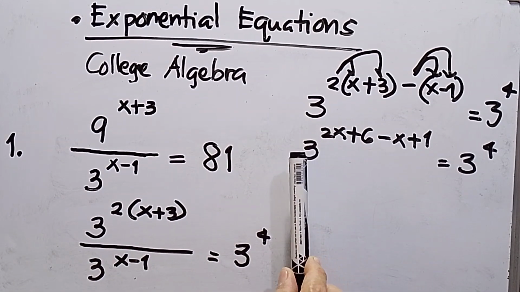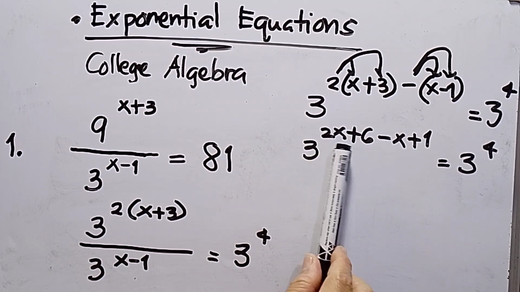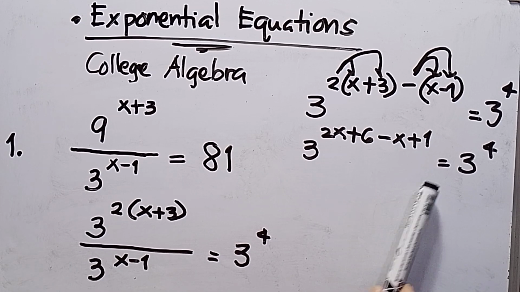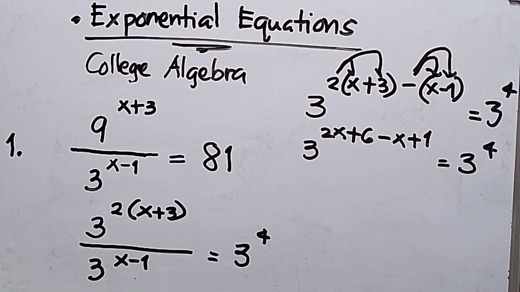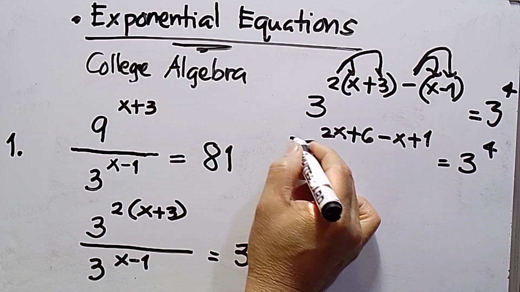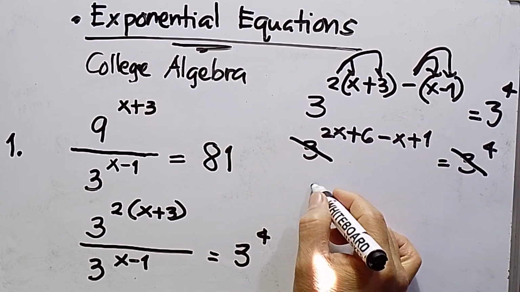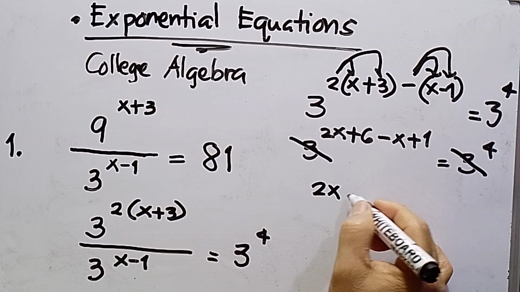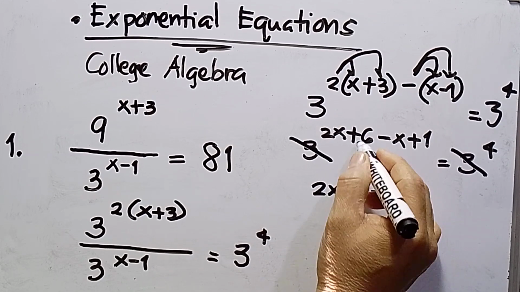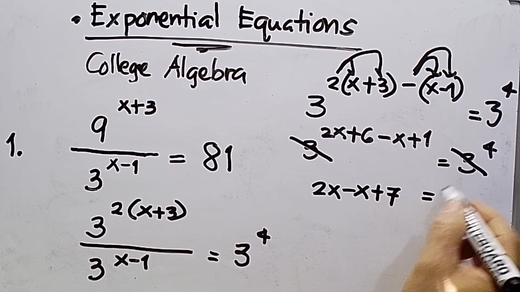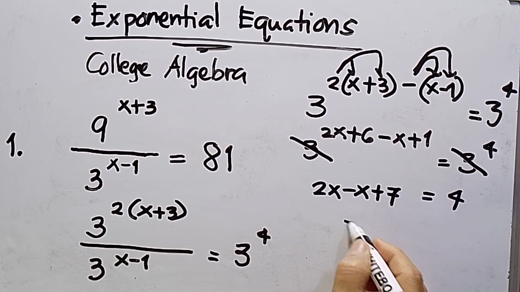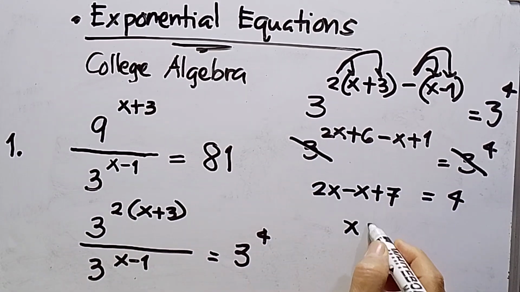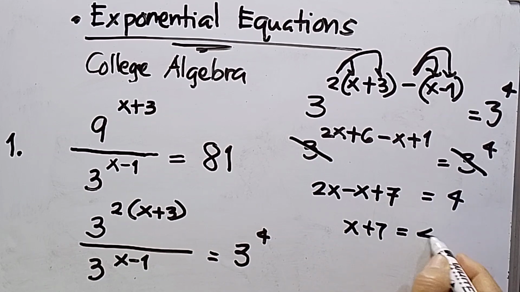So I have 3 raised to the power of 2x plus 6 minus x plus 1 is equal to 3 raised to the fourth power. So the same base, we cross out. So this will be 2x combined with minus x, 6 plus 1 is 7, is equal to 4. So 2x minus x is x. Then this will be plus 7 is equal to 4.